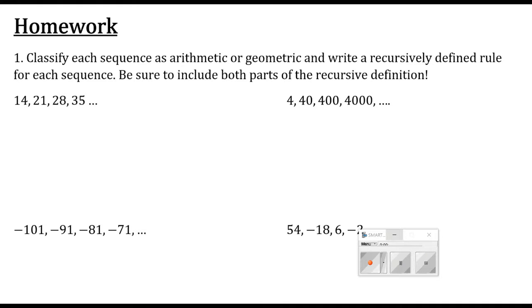Number 1, classify each sequence as arithmetic or geometric. So we know that arithmetic sequences are based on adding, while geometric sequences are based on repeated multiplication. And write a recursively defined rule.